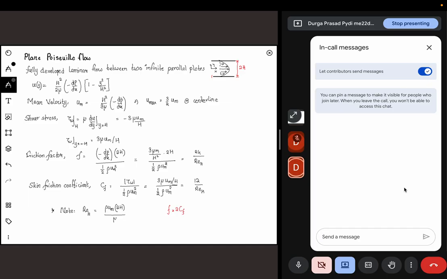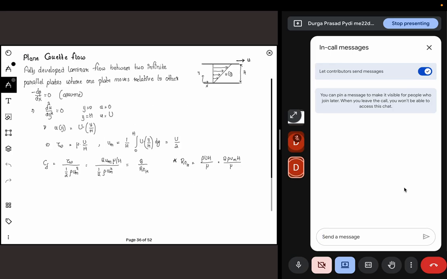Now we'll extend the same idea for different cases. So this is two infinite parallel plates. The next thing that you can consider is something called Couette flow. This is again the simplest flow, where you have one plate at rest and the other plate is moving with a constant velocity U.